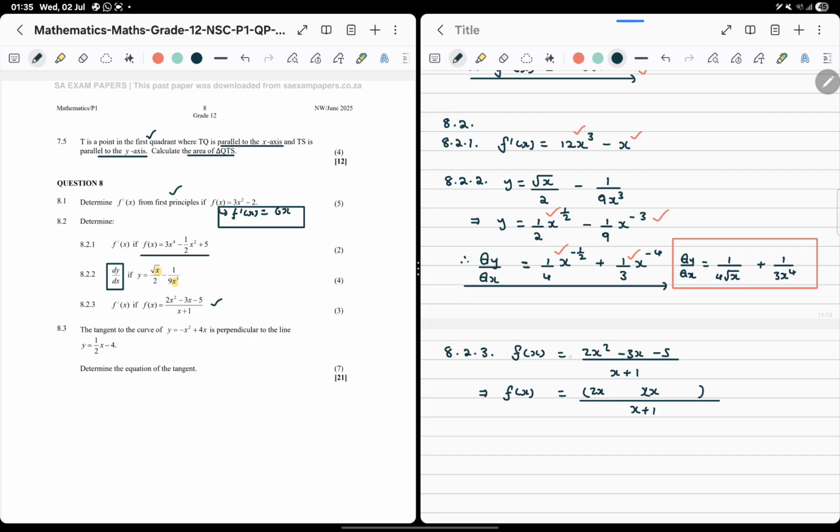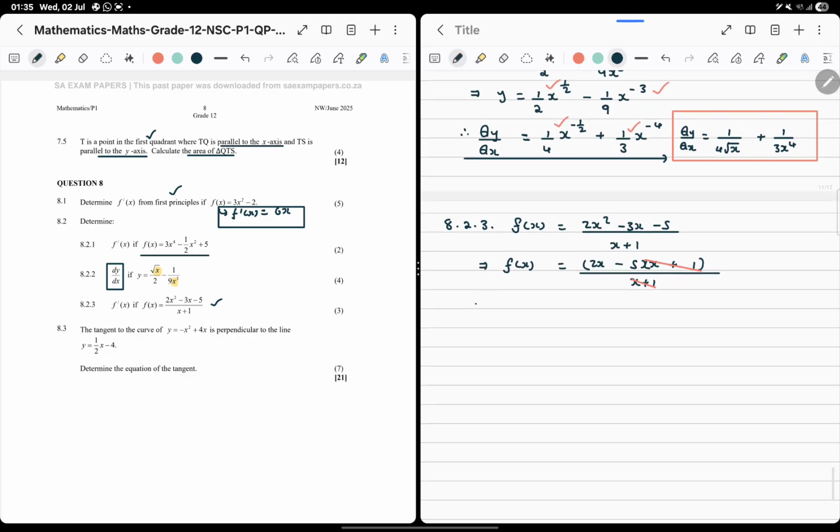Now what can we do? 5 and 3, so this should be 1. This should be 5. Now that must have the negative. This one must have a positive. And nicely we will see that this term will divide that one in the denominator, so that f of x is basically 2x minus 5. Therefore the first derivative is just going to be 2. Of course, the gradient of a straight line is the coefficient of x. Nice and easy, guys.